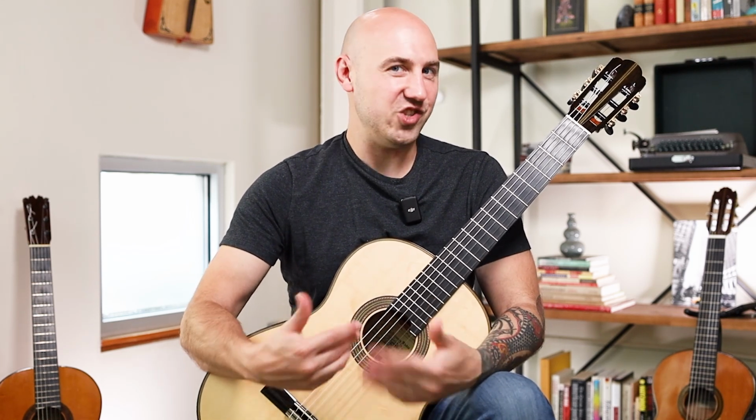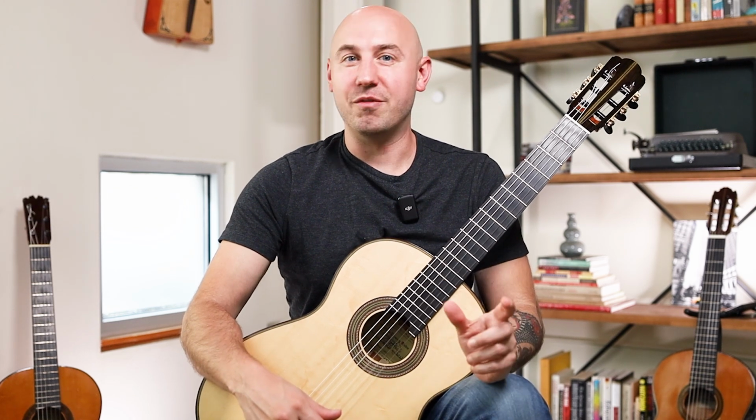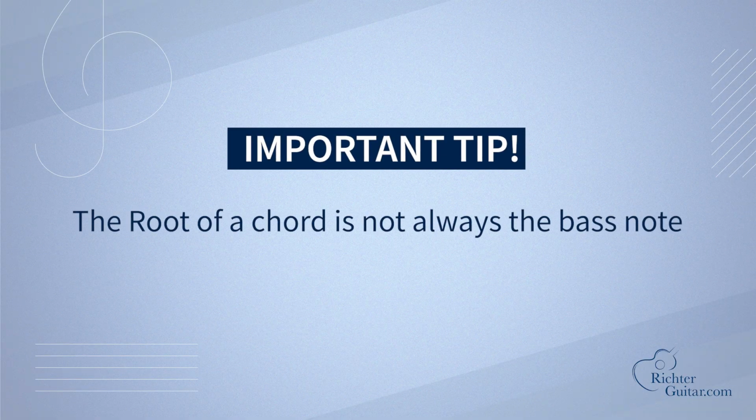So in a C major chord, C is your root. In a G major chord, G is the root. In an A minor chord, A is the root. So essentially, whatever chord you're playing, the letter name of that chord is also the root of the chord. Now, where people can get confused is that the root of the chord doesn't always mean it's the bass note.